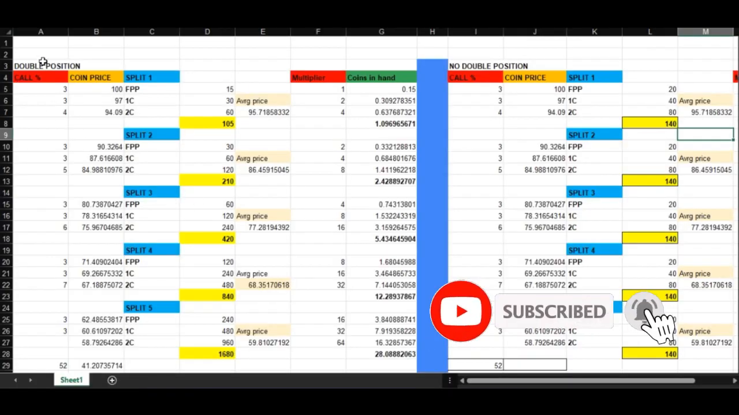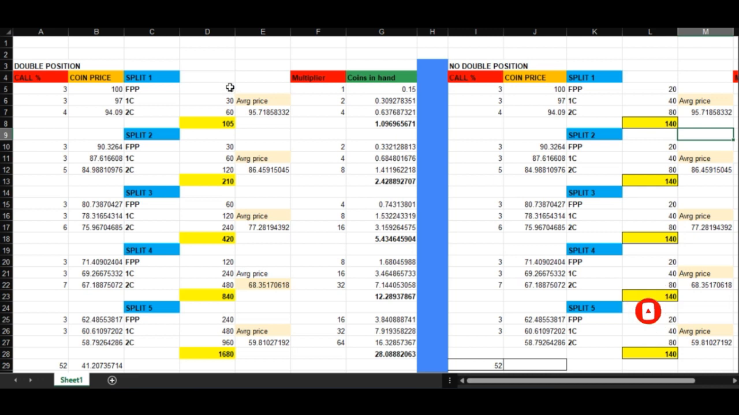So if I come here to the chart, if you want to use double position on, and let's assume that your first purchase price is 15 USDT, it means that to cover the first split, you need a total of 105 USDT. And what does it mean to cover the first split? The first purchase price will always be 15 USDT, and then you have the first call and second call on each split. So each of these splits has a first and second call.